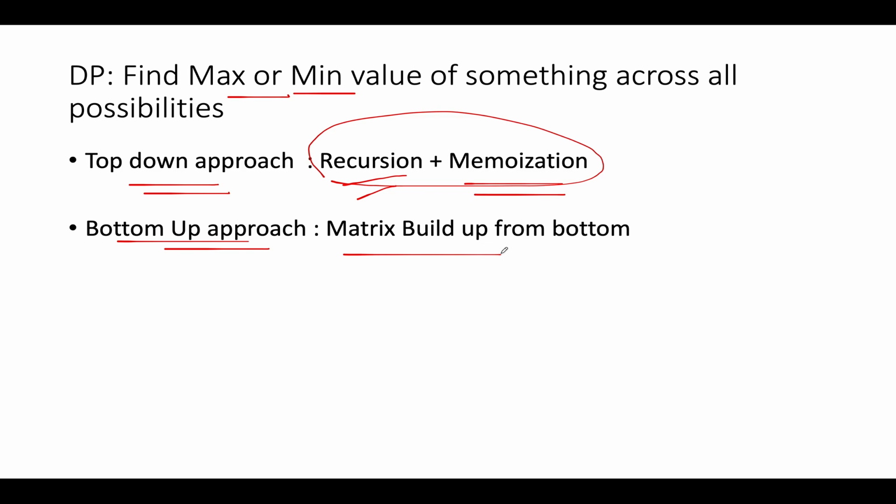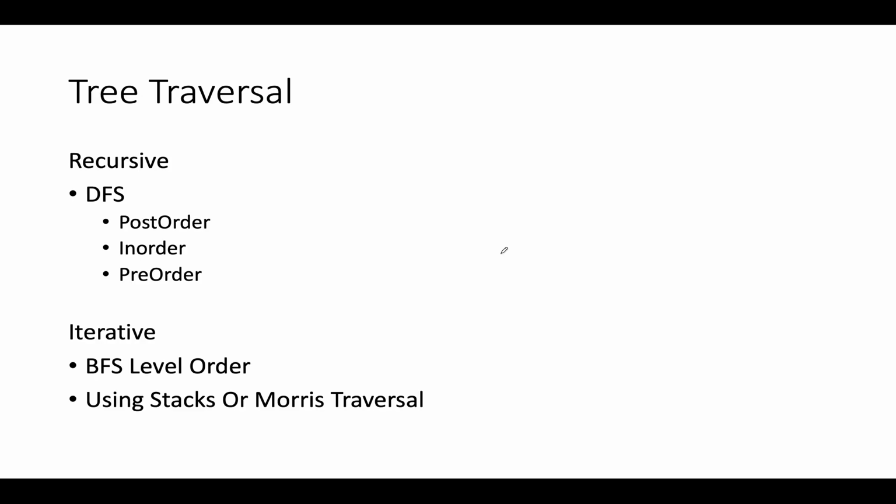Now let's talk about trees. When I say tree, what kind of traversals are you aware of? The first one is the recursive way. I call it DFS, and under DFS, three possibilities occur. The first one is post-order traversal, which I signify with left, right, info. The other one is in-order traversal: left, info, right. The third one is pre-order traversal: info, left, right.